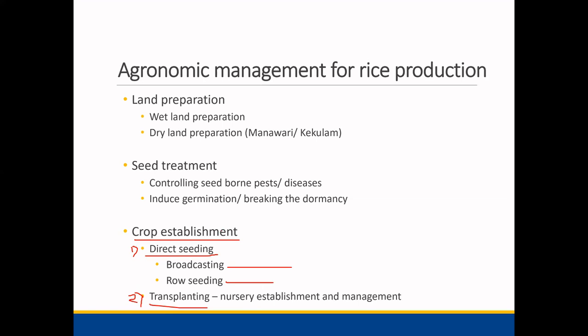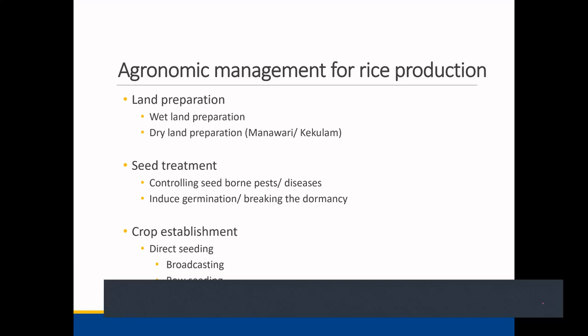So crop establishment is broadly two: direct seeding and transplanting. In direct seeding you can broadcast, or put the seeds in a row using a row seeder. So now the crop is established: the land is prepared, you have treated the seed, and then used the seed to establish the crop, either by direct seeding or transplanting. Those are the very first practices you have to do until you establish the crop. Any questions so far? Are there any questions?